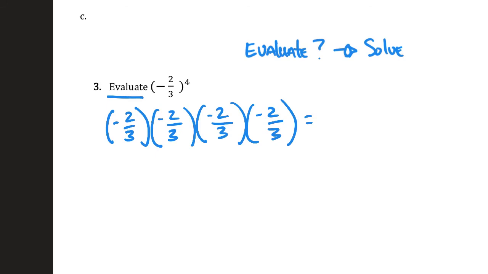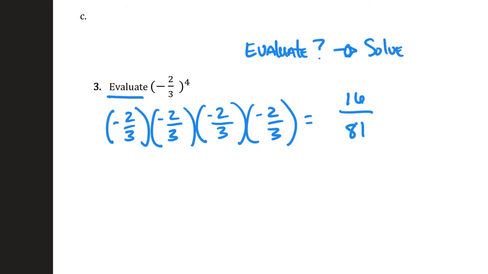We'll take -2 times -2 times -2 times -2, right? So think, 2 times 2 is 4, 4 times 2 is 8, 8 times 2 is 16, right? I have an even number of negative signs, so that means that answer is going to be positive, 16. And the bottom, 3 times 3 is 9, 9 times 3 is 27, 27 times 3 is 81. Again, even number of negative signs, so our answer is going to be 16/81.